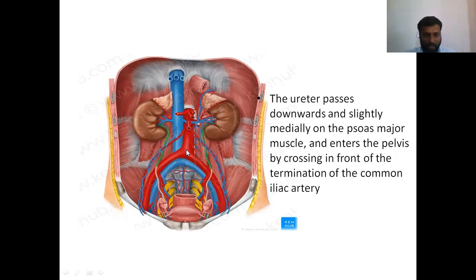See, the abdominal aorta terminates by dividing into two arteries. These are the right and left common iliac arteries. The common iliac artery divides laterally into the external iliac and internal iliac arteries. Like that, here we can see a vein, the common iliac vein. So it crosses these vessels and enters into the pelvis. Now, the abdominal part of the ureter is clear.